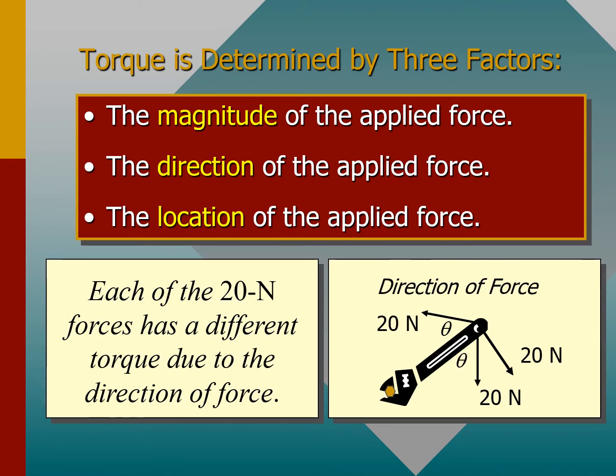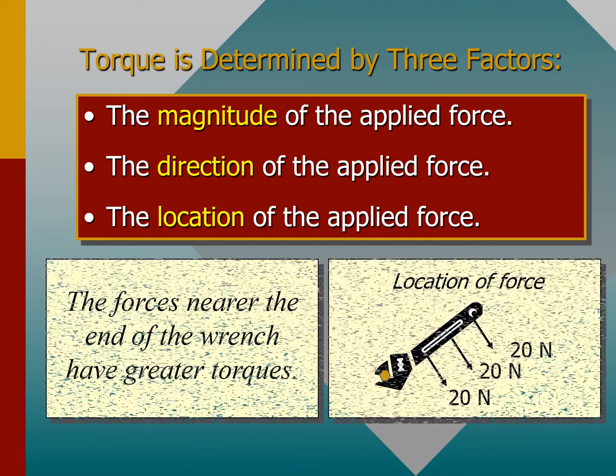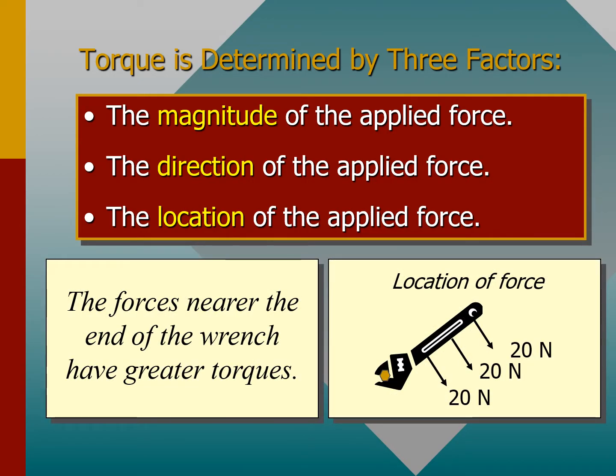Each of the 20 Newton forces has a different torque due to the direction of the force. The forces near the end of the wrench have greater torques. So as you'll see, there's a reason for that when we get into the mathematics for it.